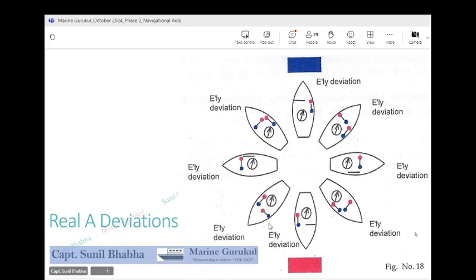Let's now take the ship on an easterly heading and understand the deviation generated. Now on the easterly heading, we can see that the fore and aft longitudinal is at right angles to the magnetic field of the Earth. The Earth's magnetic field lines coming out from the red pole going into the blue pole are going vertically upwards. The fore and aft longitudinal is at right angles, so no induction is generated on it.